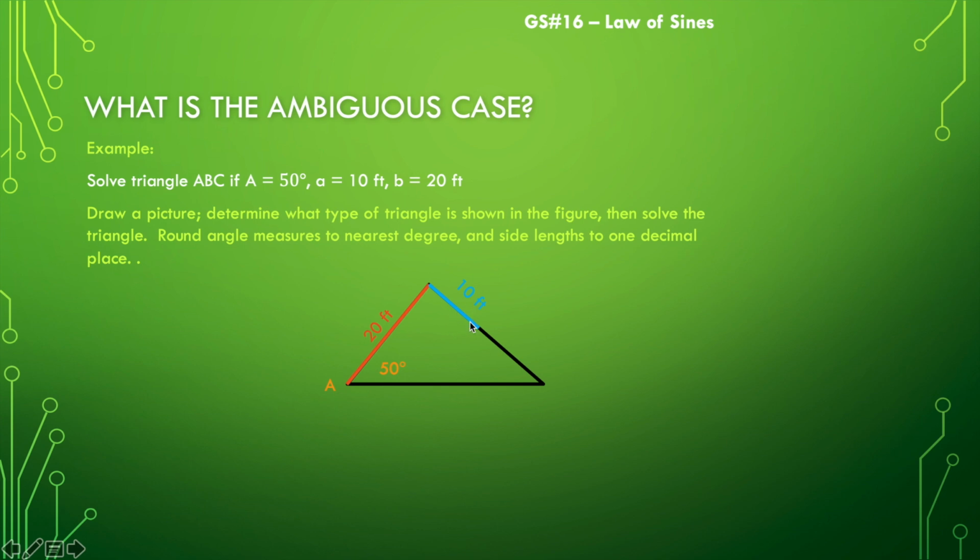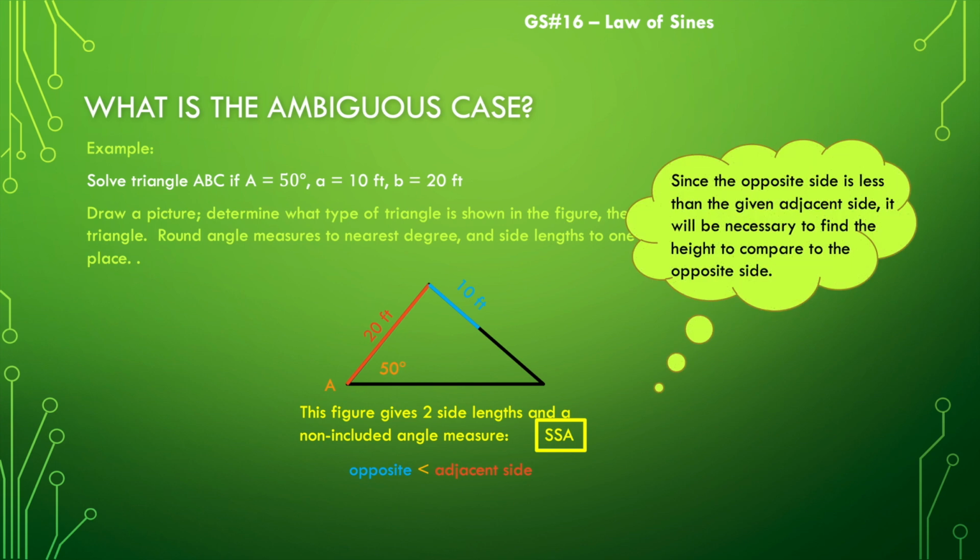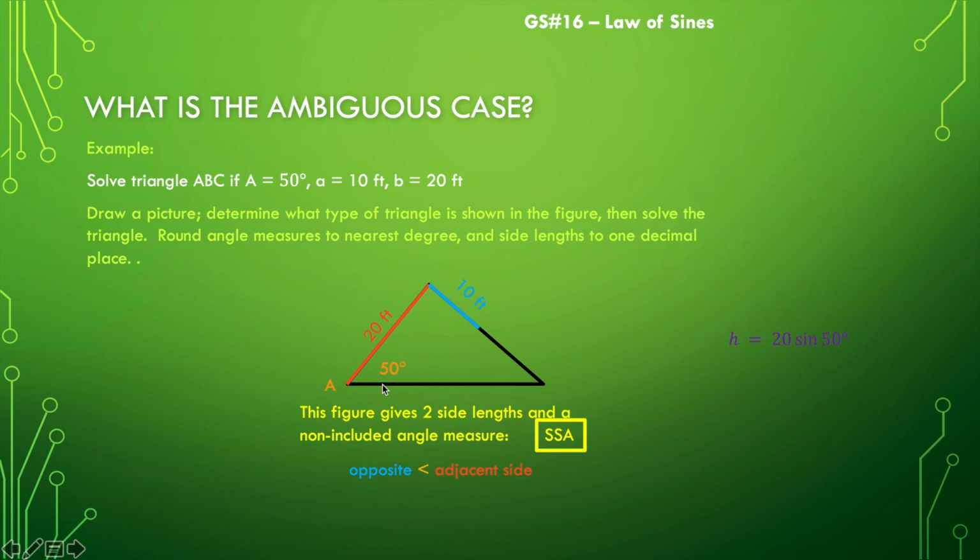Now notice, I still have two sides and a non-included angle, so this is an SSA case. And I am a little concerned because that opposite side is shorter than the adjacent side. I need to know, is it longer or shorter than the height? Okay, so I need to do that calculation. I'm going to find the height by multiplying this side length times the sine of angle A. So 20 times the sine of 50 degrees.